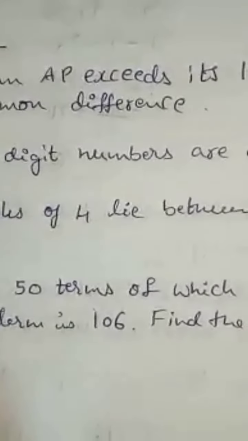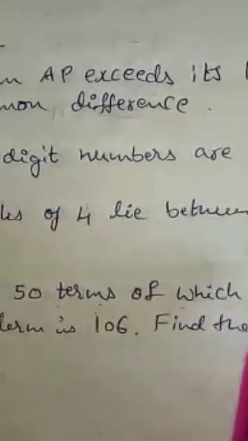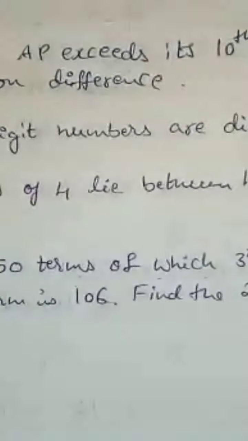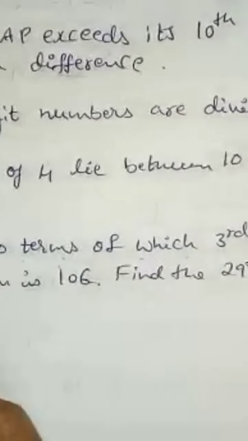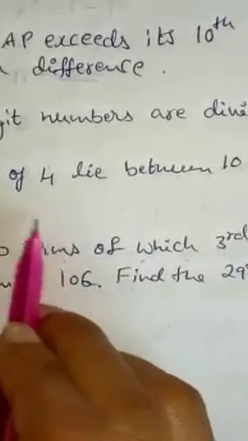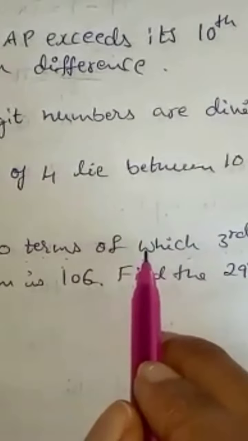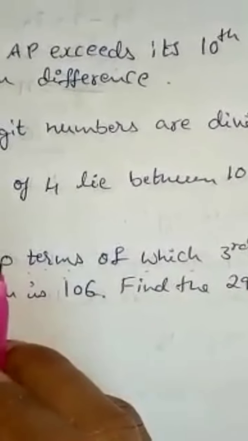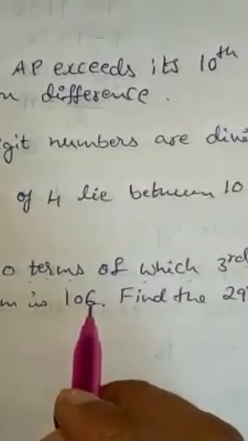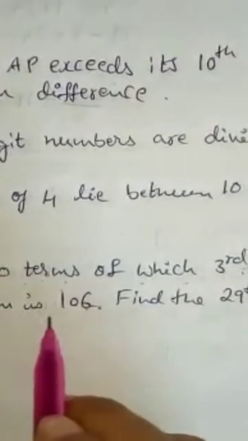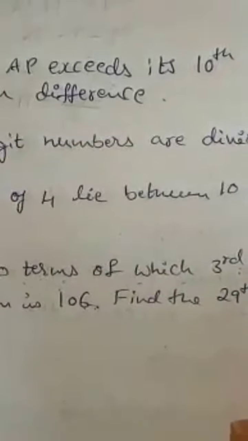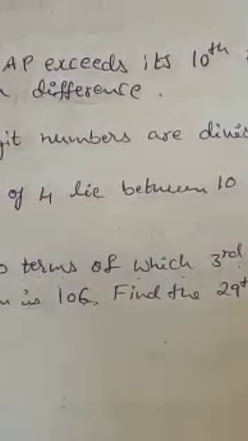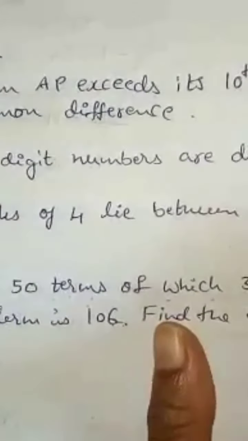Next, an AP consists of 50 terms, of which the third term is 12 and the last term is 106. Find the 29th term. So what they have given? The AP consists of 50 terms, so totally there are 50 terms. In that, the third term a3 is 12 and the last term, meaning the 50th term, a50, will be 106. a3 is 12, a50 is 106. Using these two data, you have to find the 29th term, that is a29. Solve this in your homework book.